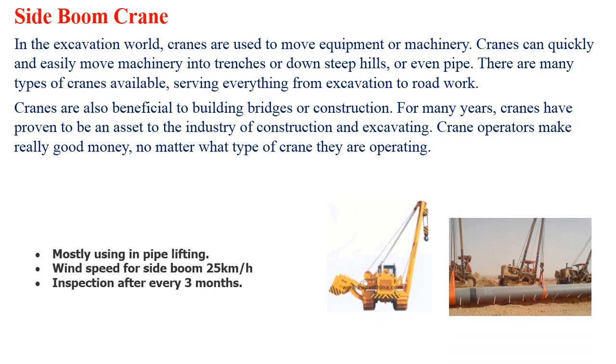That's true. So here is the example of the side boom crane, which is mostly used in excavation works. It is mostly used in pipe lifting. Wind speed for side boom is 25 km per hour. Normally for other cranes it is starting from 28 to 35 km per hour, and in some cases 40 km per hour, but for side boom crane it is 25 km per hour. Inspection after every 3 months.